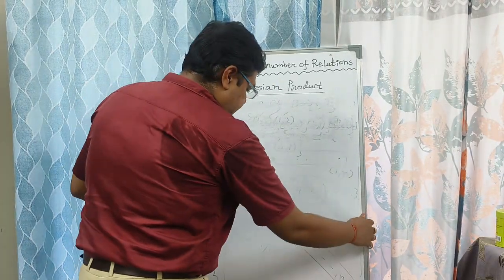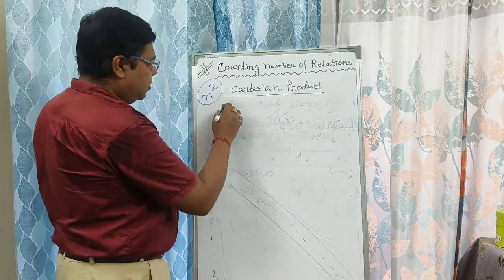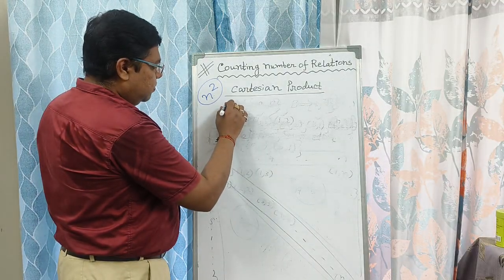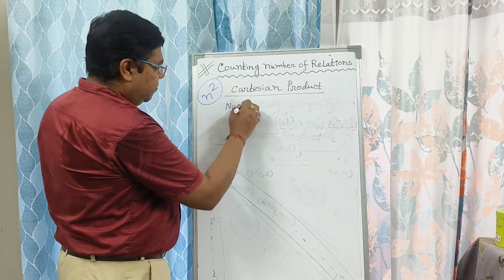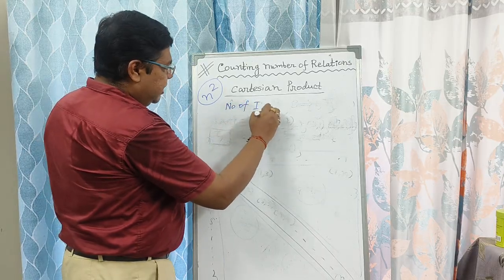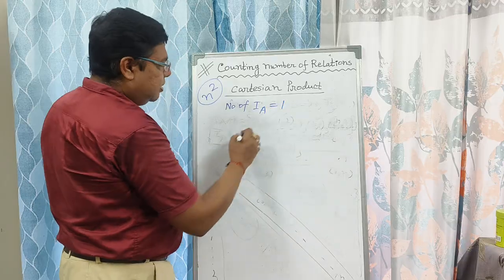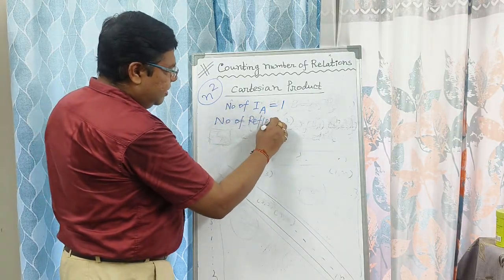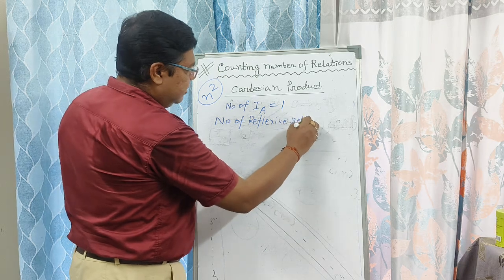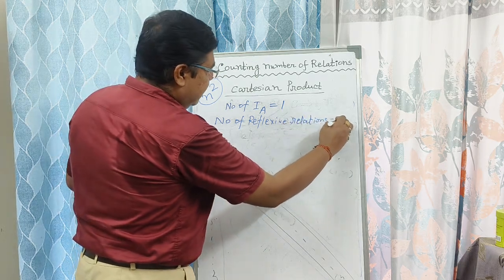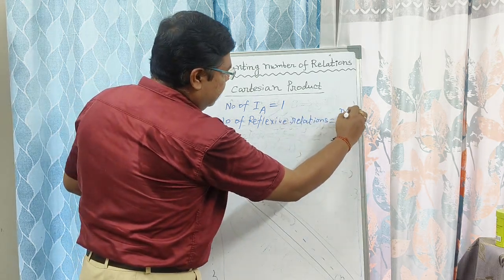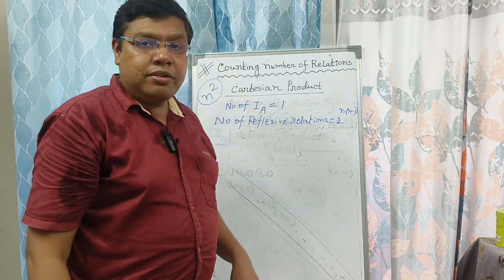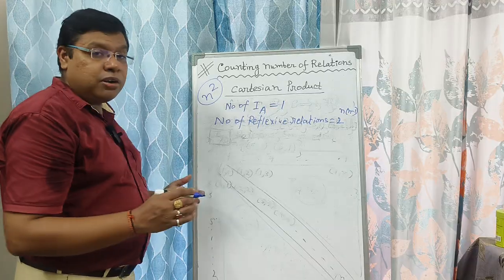Okay. So what I have got here: the number of identity relations is 1, then the number of reflexive relations is 2 raised to the power n into n minus 1. Now I am going to get the number of symmetric relations.